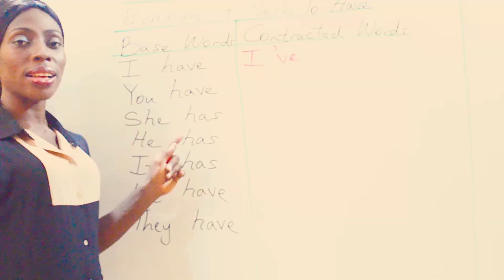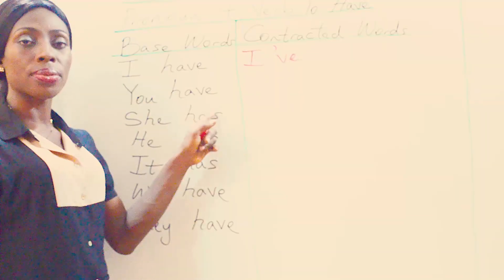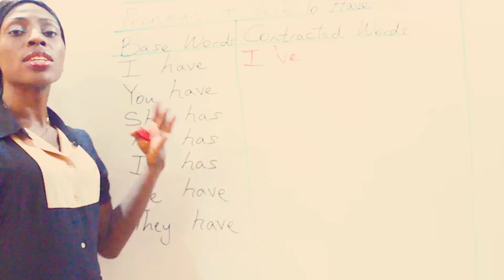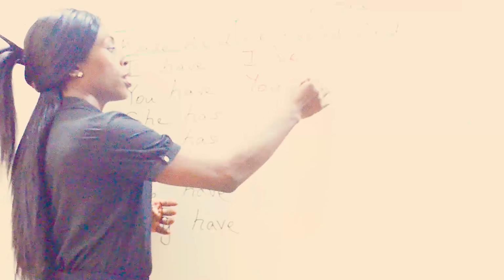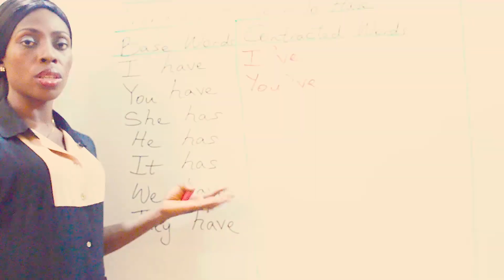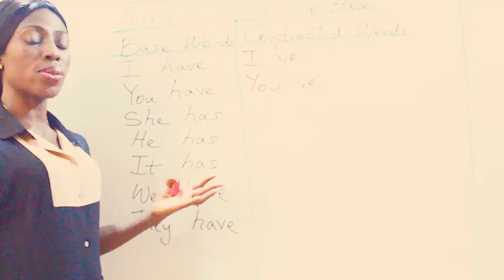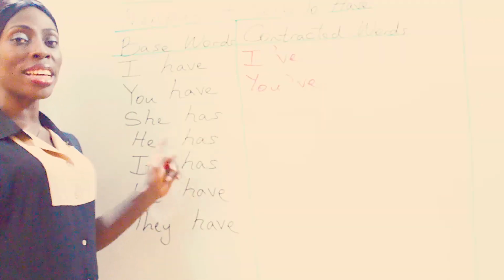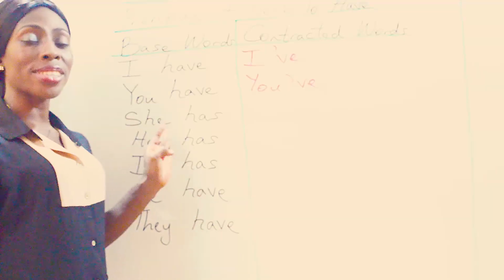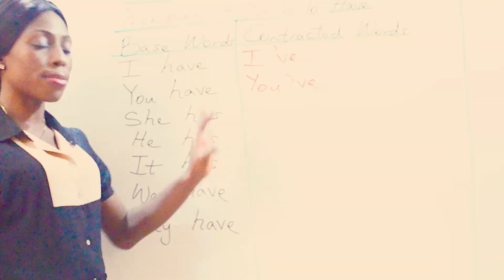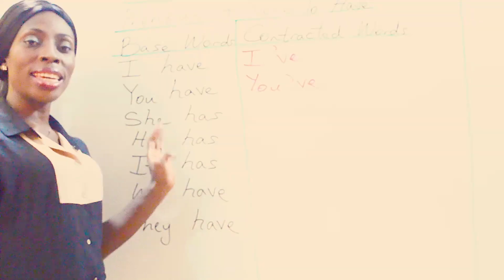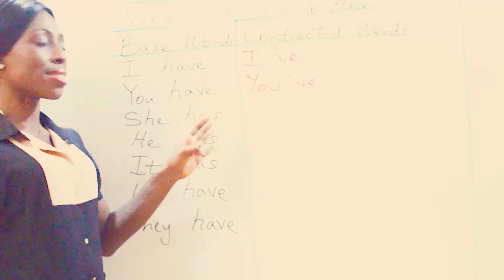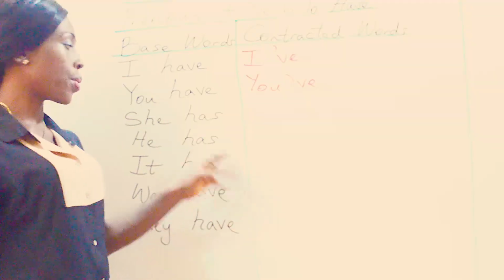Now let's look at the second sentence. You have becomes you've. You apostrophe V-E. You've. Can you say it? You've. Okay. Next, she has. When you're talking about the third person singular, you don't use have. It changes to has. So you have she has, he has, it has. That's why we have the has here, third person singular.